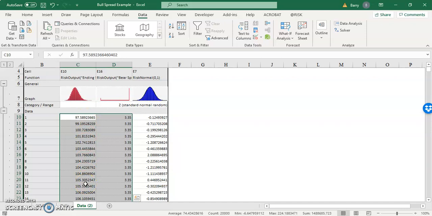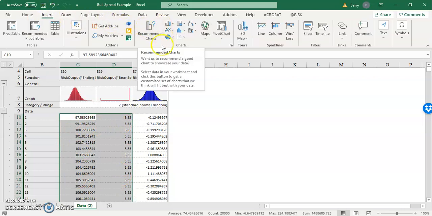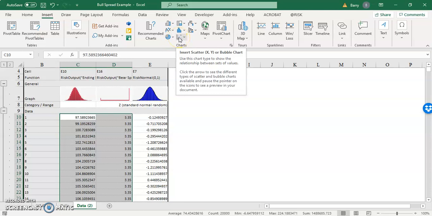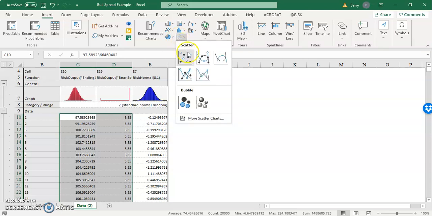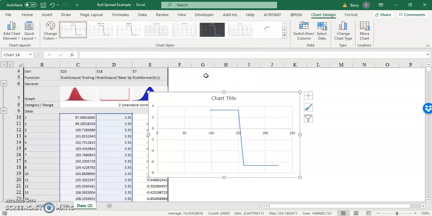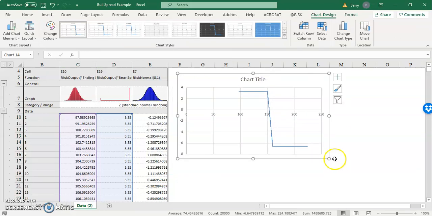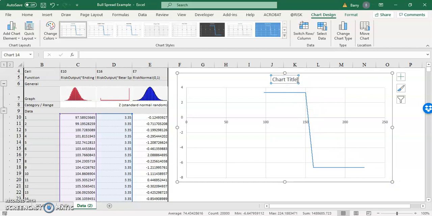We're going to insert an XY scatter chart with the ending stock price on the horizontal axis and the bear spread payoff on the vertical axis. These two columns of data are already highlighted. So we go to Insert and then the XY scatter. I would want to use the scatter with the smooth lines, or possibly the straight lines. So here's our chart. Here's the bear spread payoff.